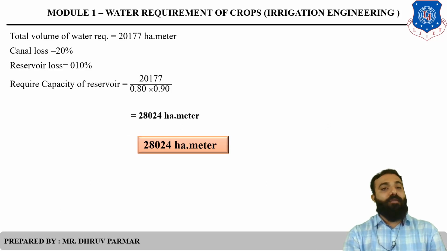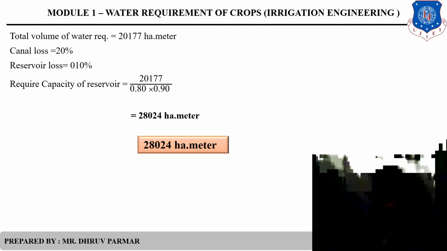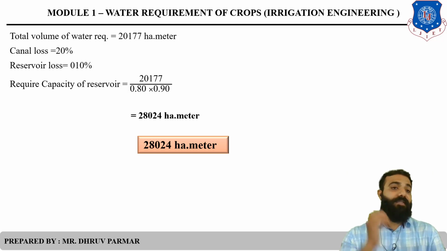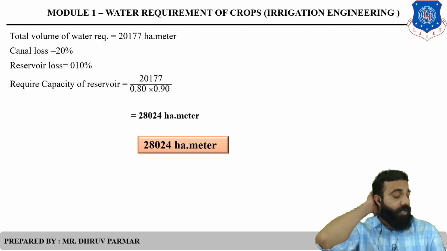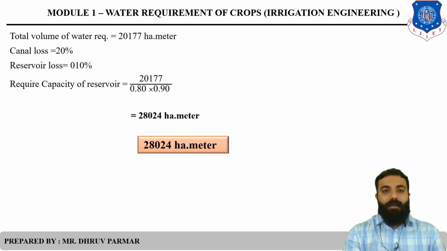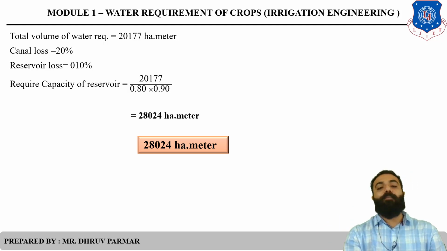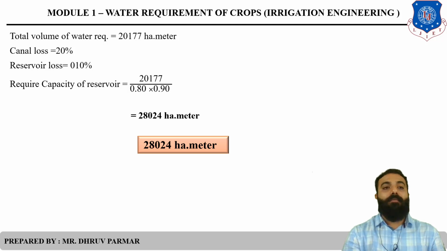Then total volume 20,177, canal loss 20% and reservoir loss 10%. So we already discussed, divided by 0.80 and 0.90. So we get the maximum volume, which is 28,024 hectare-meter. Here, this is your final answer.